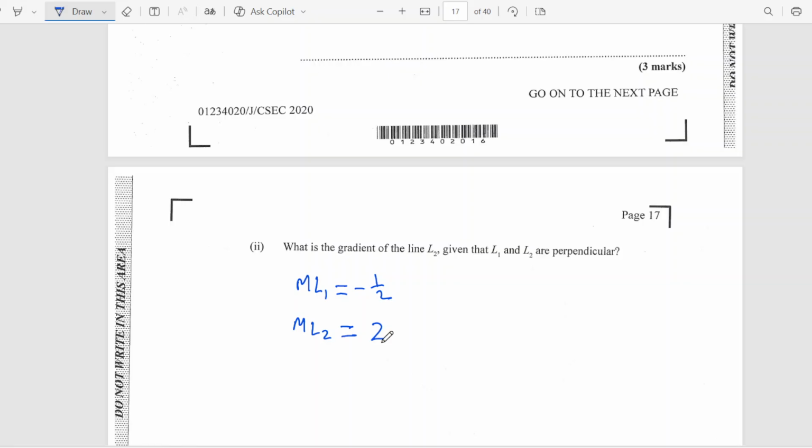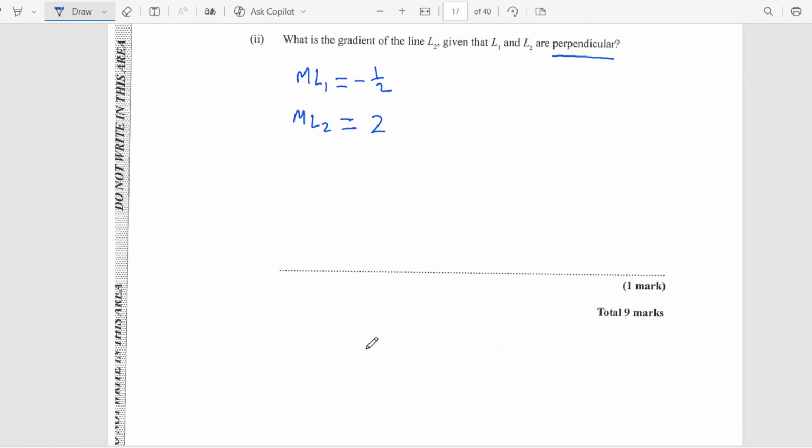Remember? Right. Once two lines are perpendicular, the gradient is the negative reciprocal, right? So if this is negative a half, negative reciprocal means we flip it, we get 2 over 1, which is 2, and we change this to positive. Right, so that was the other question.